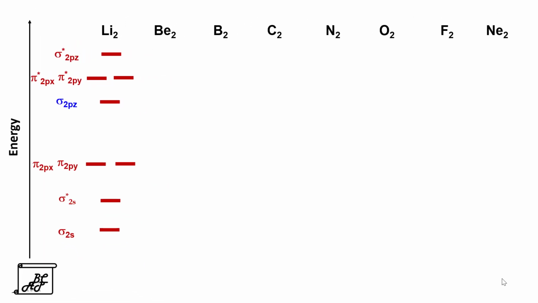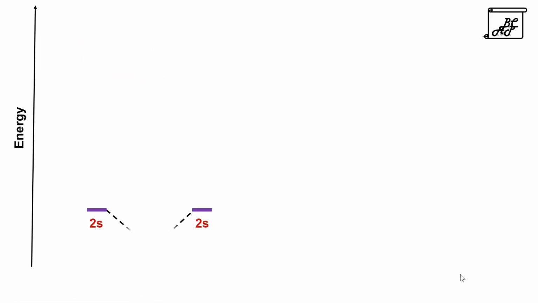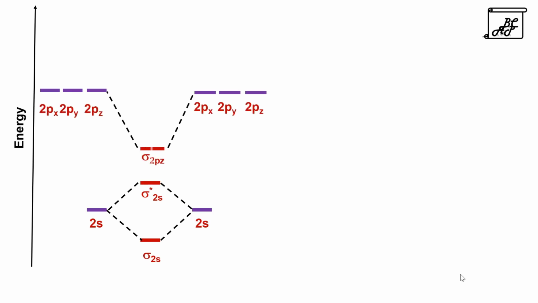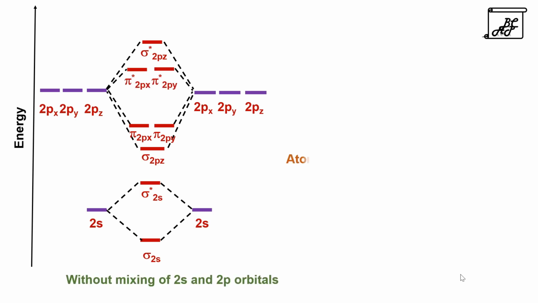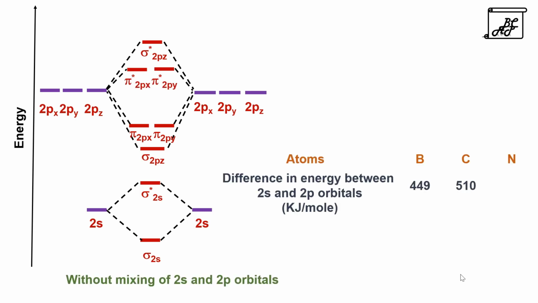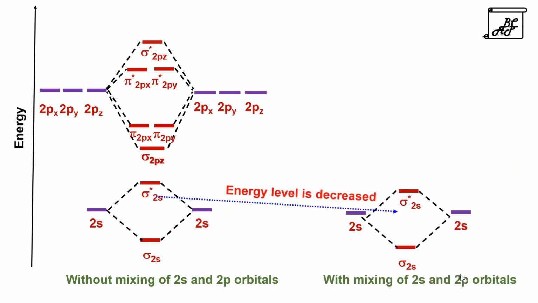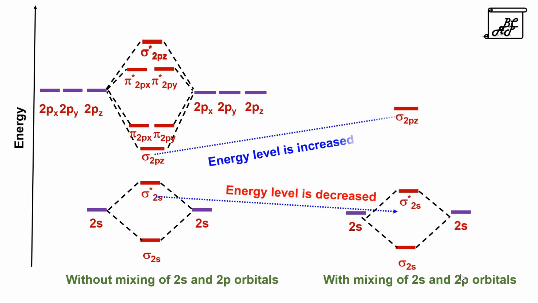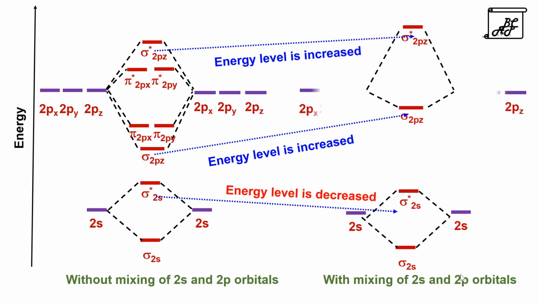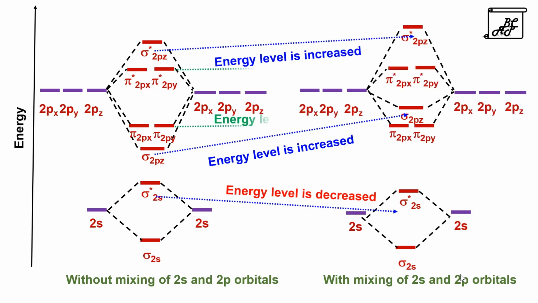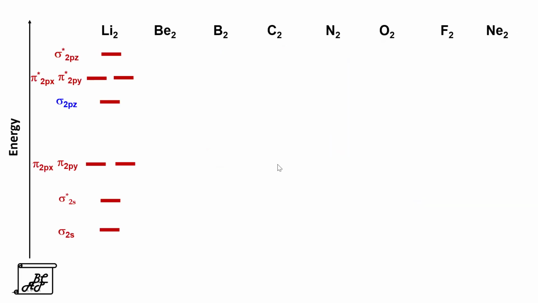Then there is sigma 2pz, pi 2px star, pi 2py star, that is antibonding pi orbitals, and sigma star 2pz antibonding molecular orbital. In the last video, in case of boron, carbon and nitrogen, we have studied that the energy gap between the 2s and 2p orbital is very less. As a result, there is a mixing of 2s and 2p orbitals and there is a stabilization of sigma 2s and sigma star 2s orbitals, whereas there is destabilization of sigma 2pz and sigma star 2pz orbitals. 2px and 2py orbitals do not participate in mixing because of the different symmetry, therefore their energy is not changed.